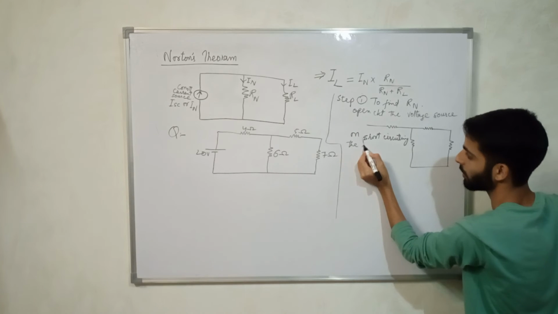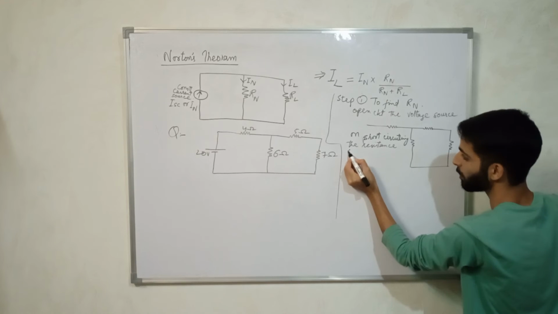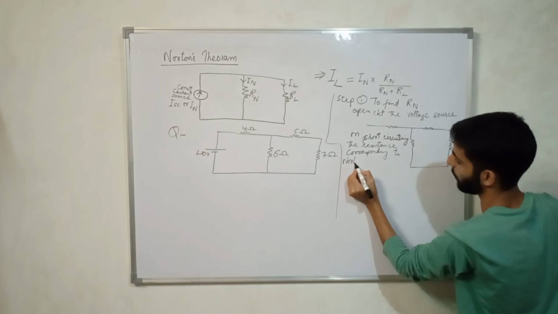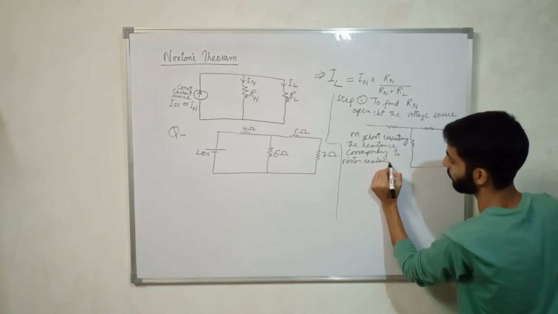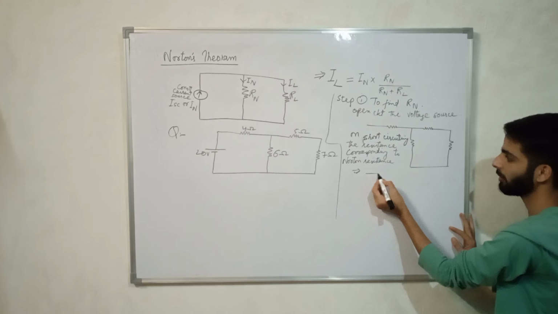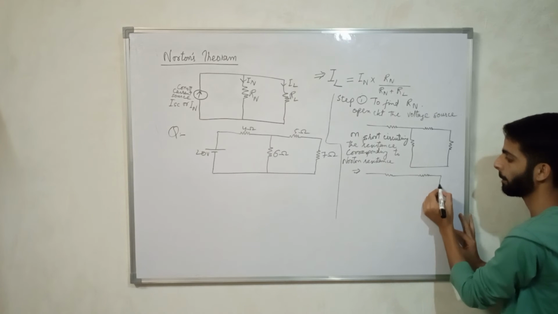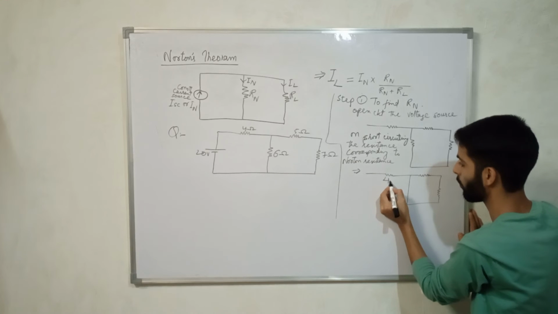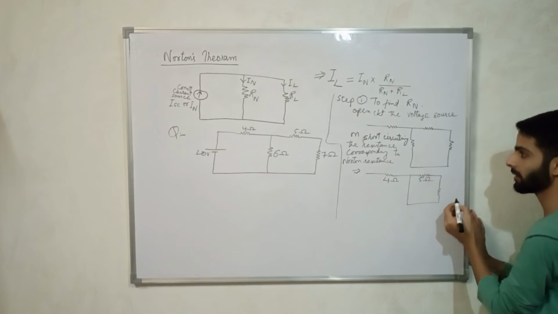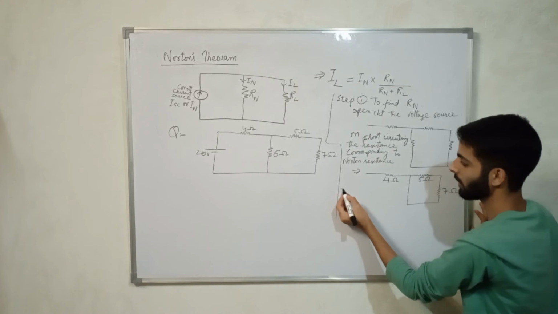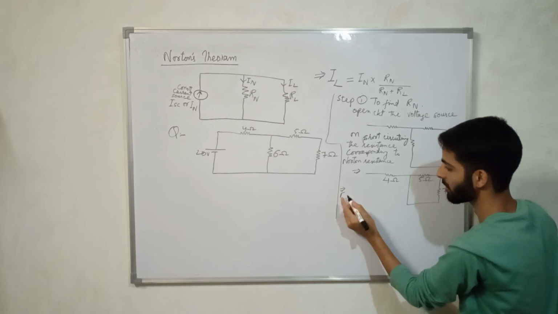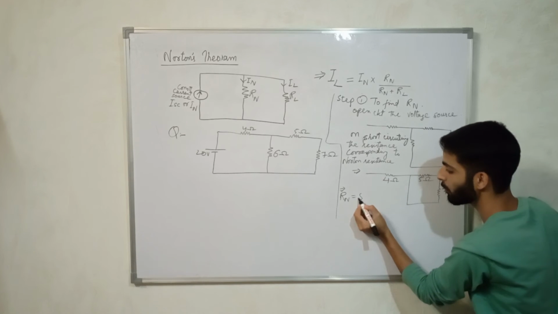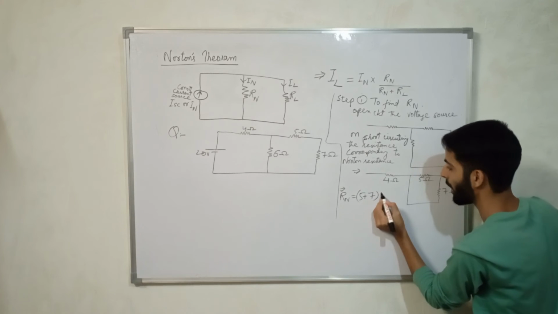the resistance corresponding to Norton resistance. This implies what it will be. It will be something like this. What was the value? 4 ohm, 5 ohm and 7 ohm. So what we get from here, Norton resistance Rn will be equal to: 5 ohm and 7 ohm are in series, 5 plus 7, parallel to 4.